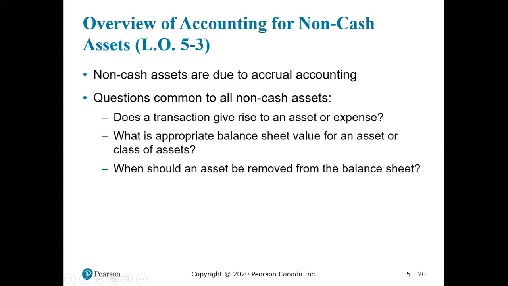Okay, so an overview of accounting for non-cash assets. Non-cash assets are due to accrual accounting. So for example, accounts receivable being recorded because you made a sale, but you didn't actually collect cash yet, or a prepaid expense being recorded because you did pay cash, but you haven't received that good or service yet. So questions common to all non-cash assets. Does a transaction give rise to an asset or expense? What is the appropriate balance sheet value for an asset or a class of assets? When should an asset be removed from the balance sheet?